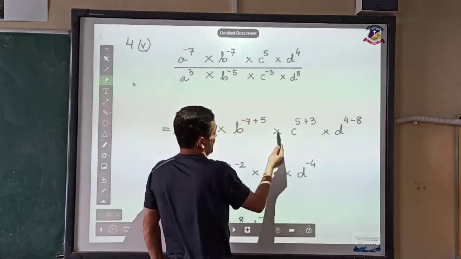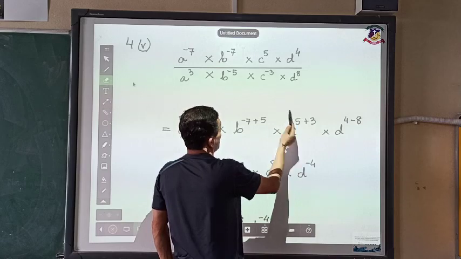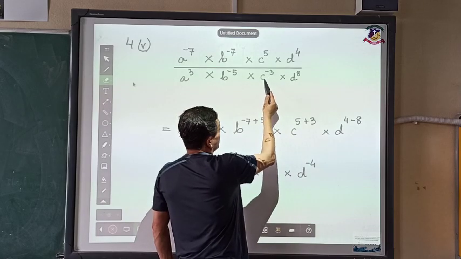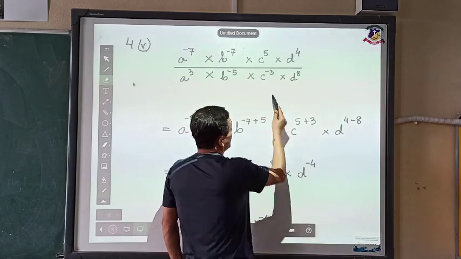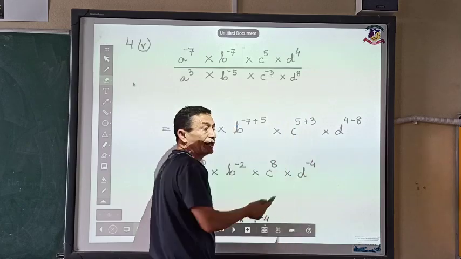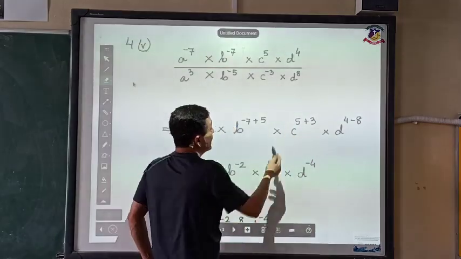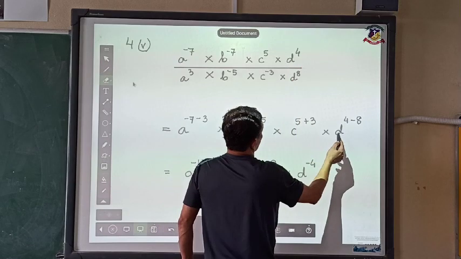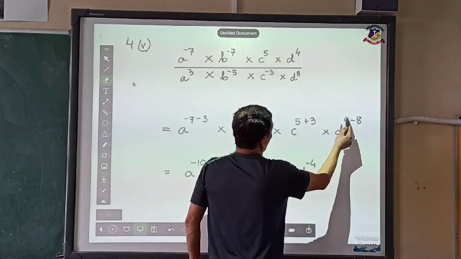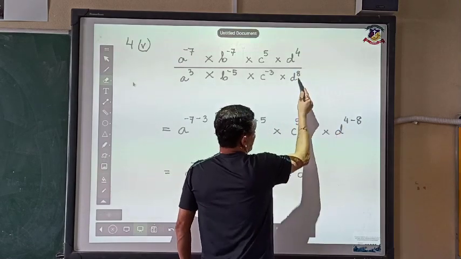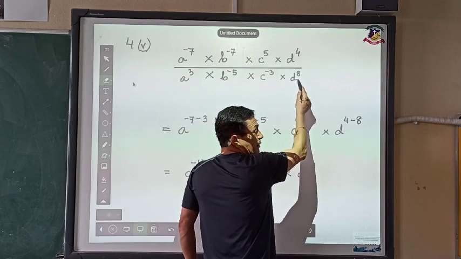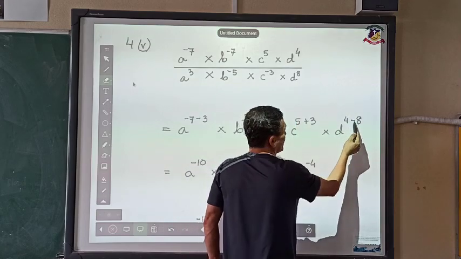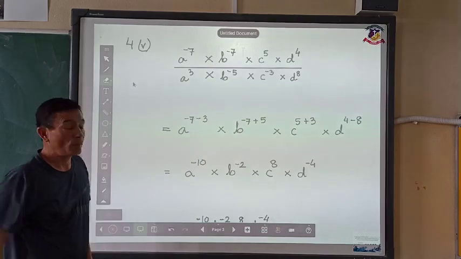C to the power of 5. So you have got c to the power of 5, and in the denominator c to the power of minus 3. Minus 3 will become plus 3 when it goes to the denominator. And the last one, this becomes d to the power of 4, and d to the power of positive 8 in the denominator. So when it goes to the numerator, it becomes minus 8.